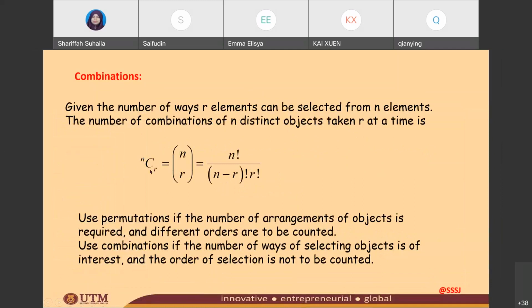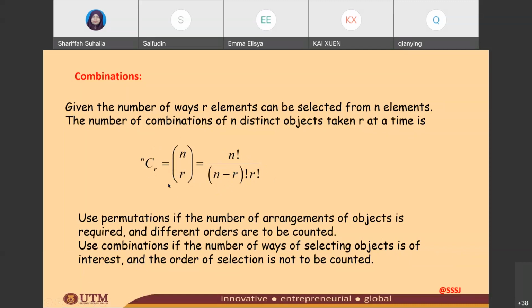Also in your calculator, we have the NCR button. NCR means N factorial divided by N minus R factorial multiplied by R factorial. So this is the combination: N distinct objects taken R at a time, N factorial over N minus R factorial times R factorial.